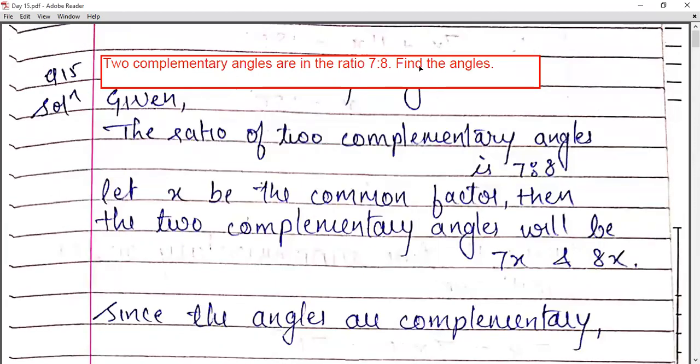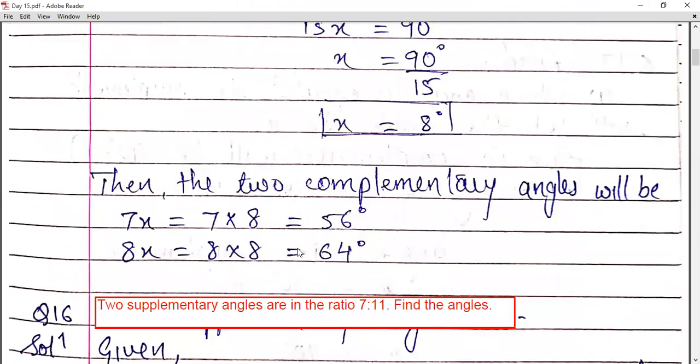You need to find the two angles. Since we have taken a common factor as x and the angles have become 7x and 8x, substituting the value of x in 7x, I will have 7 into 8 as 56 degrees, and 8x will become 8 into 8, that is equal to 64 degrees.